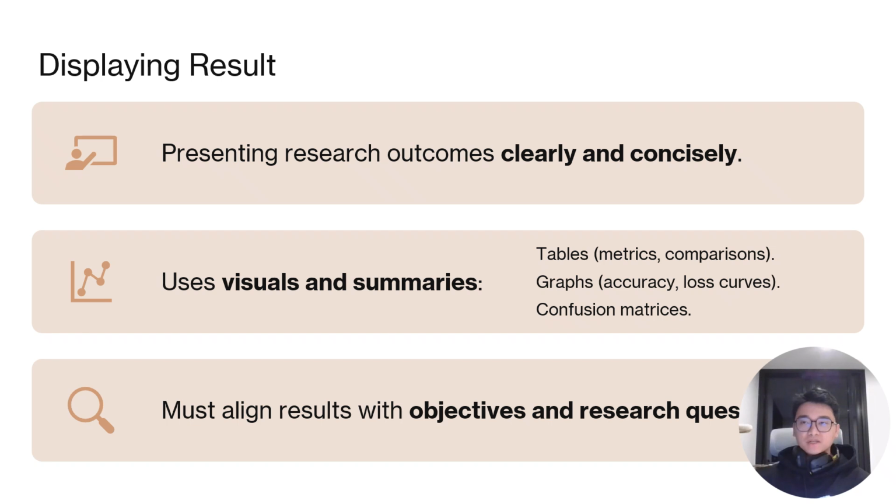With the implementation of the research done, they got the result at hand. Displaying the results is all about communication. Results should not be hidden in dense text, but presented clearly with visuals like tables for metrics, graphs for trends, and confusion matrices for classification outcomes. The key is to ensure results connect back to the original objectives, proving whether the research questions were answered.